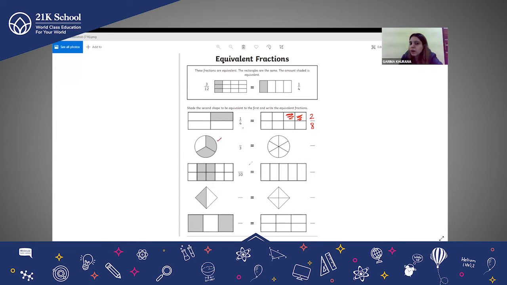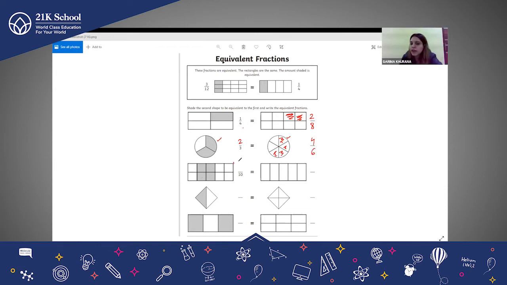In the next part, how many are colored here? What is the fraction? 2/3 is the fraction for the first figure. Now, how many parts shall we color to make it exactly equal? 4 parts. 1, 2, 3, and 4 out of 6. What becomes the fraction? 4/6.